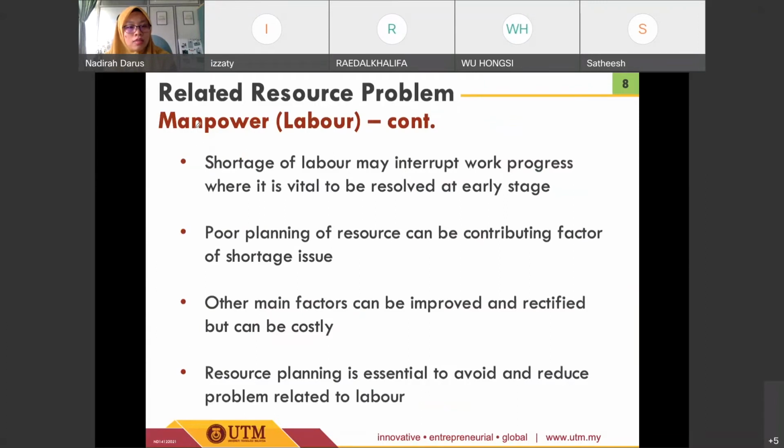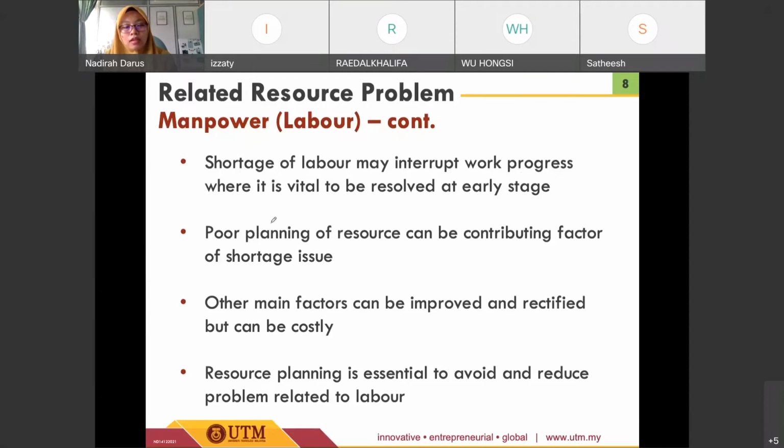And then, okay, there is some other information for this. All right, as a continuation of the previous one, some of these, I think, were mentioned just now. Okay, shortage of labor may interrupt work progress. Where it is vital to be resolved at an early stage. Okay, so as discussed just now, labor shortage may interrupt the work progress, so it needs to be solved at the early stage. So throughout the construction activities, this kind of problem will not hinder the progress of work.